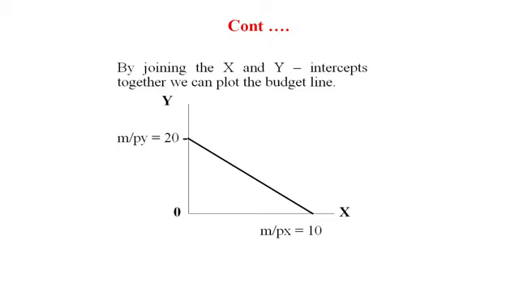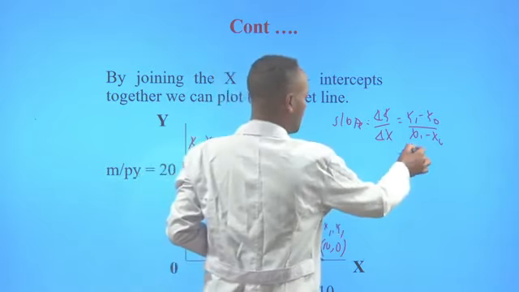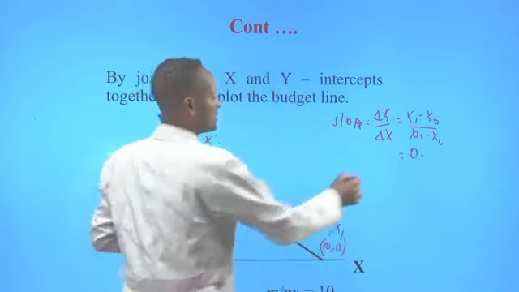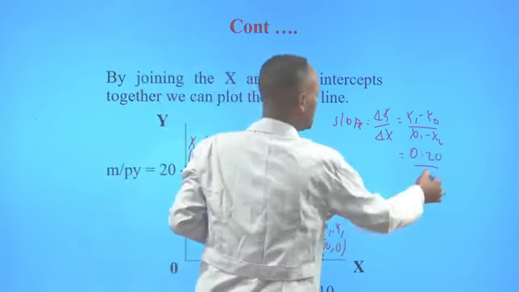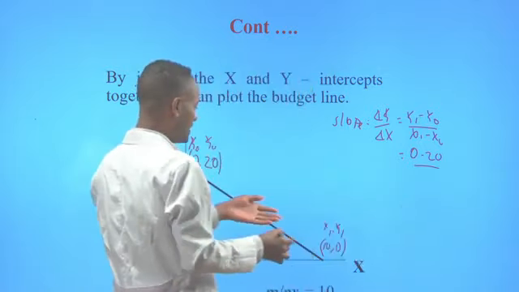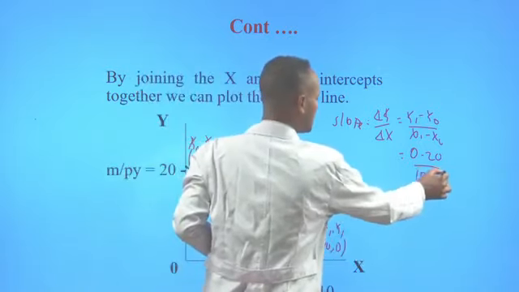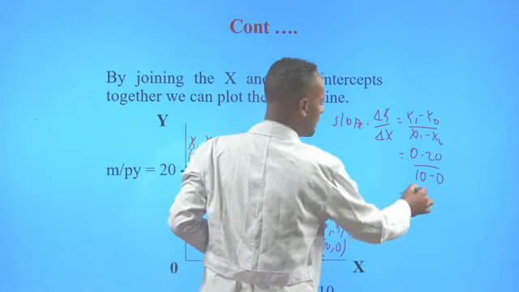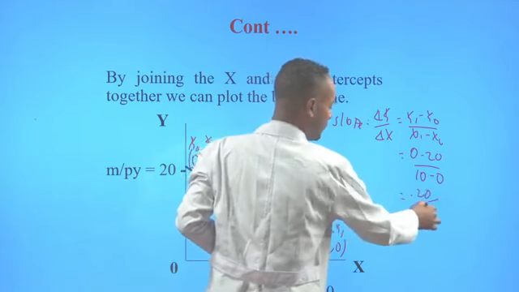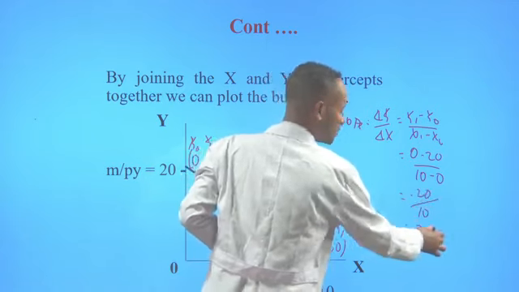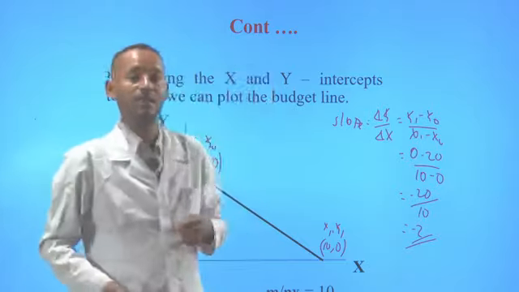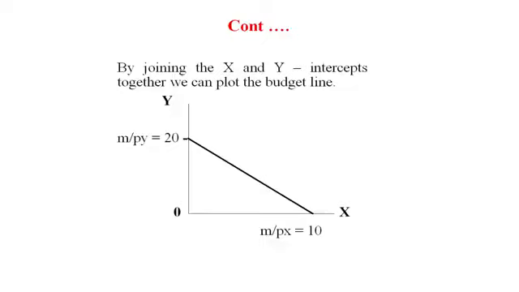Now, when we substitute this information, we get y final, which is 0, minus y initial, which is 20, divided by x final, which is 10, minus x initial, which is 0. And this will give you minus 20 over 10, which is equal to minus 2. So the slope of the budget line is minus 2. But there is another means of calculating the slope of the budget line.